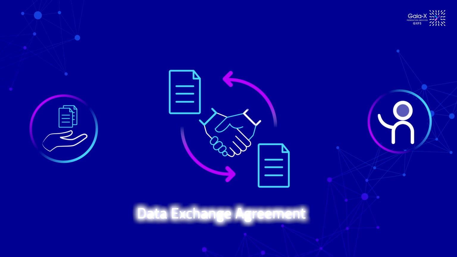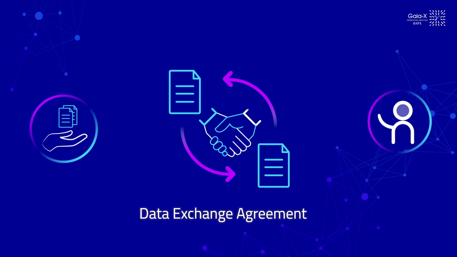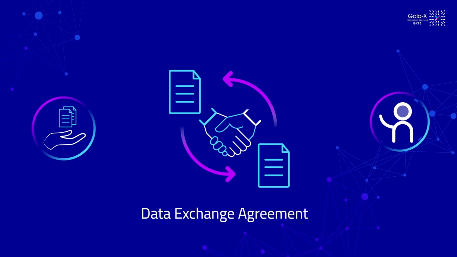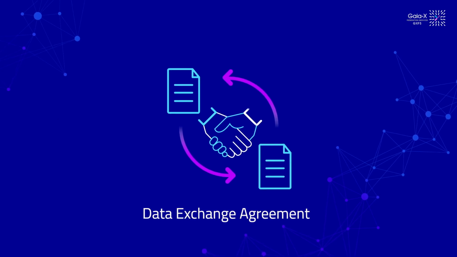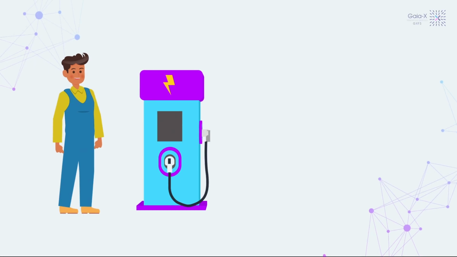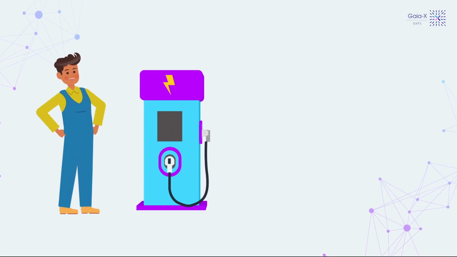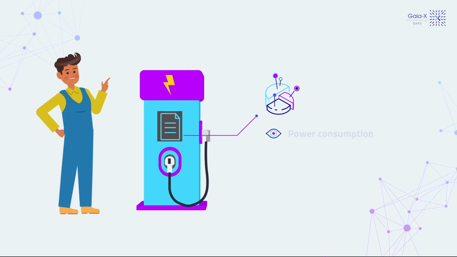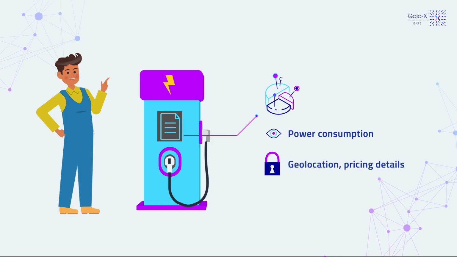The data exchange agreement can set additional conditions for data usage that go beyond the default conditions of the governance framework set by the dataspace terms and conditions. For example, the operator of the electrical charging station might only want to share data about power consumption, but not the data relating to the car owner, like geolocation or pricing details.